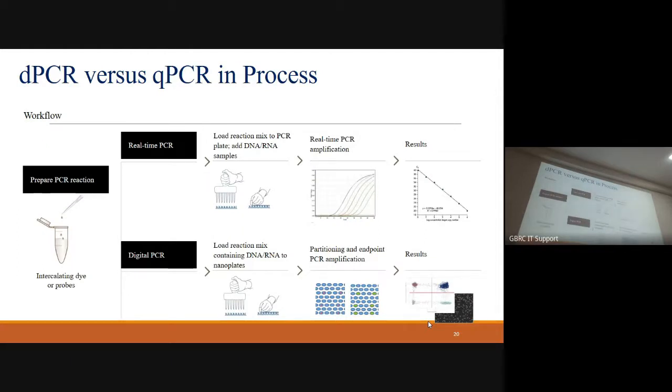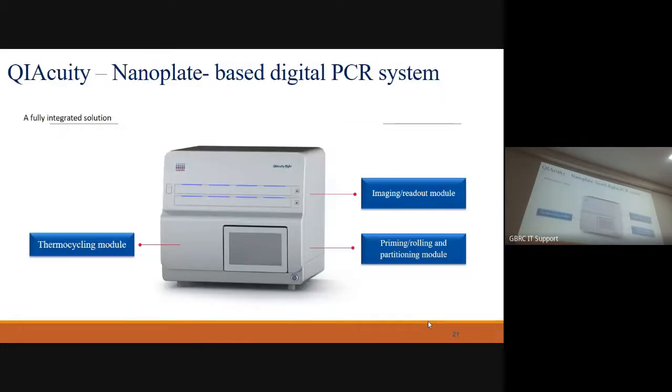So the workflow, as I mentioned, for real-time and digital PCR is almost similar. Load the PCR mix into the plate, here in the nanoplate, and then you have amplification, and then you have a result in terms of standard curve and unknown sample. Here you have the signal intensity and signal graph and everything, and ultimately the absolute quantification.